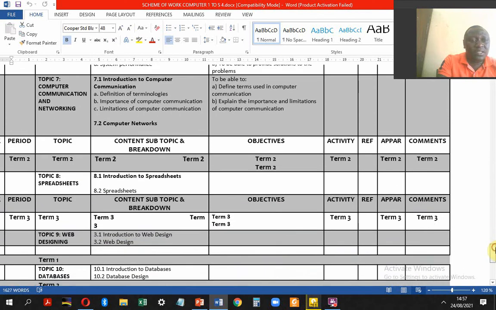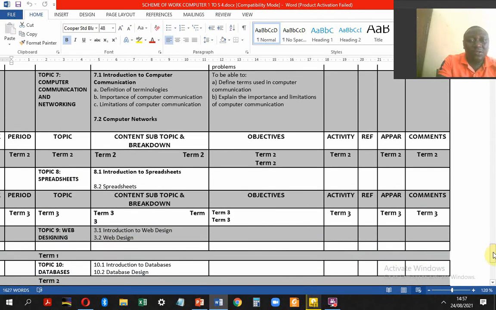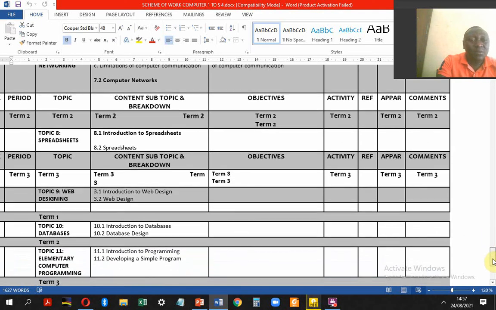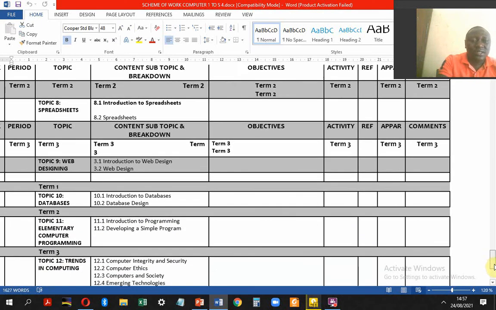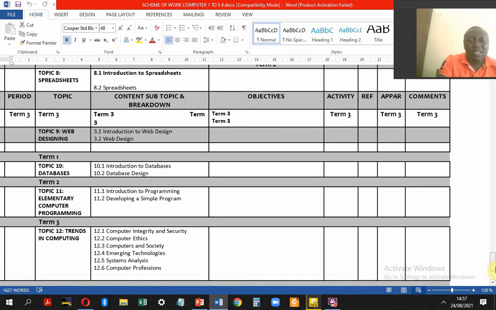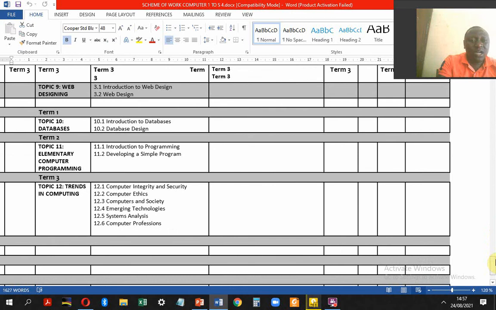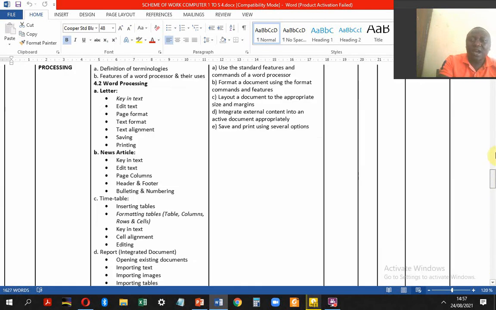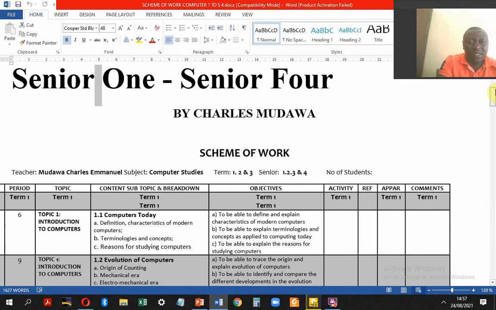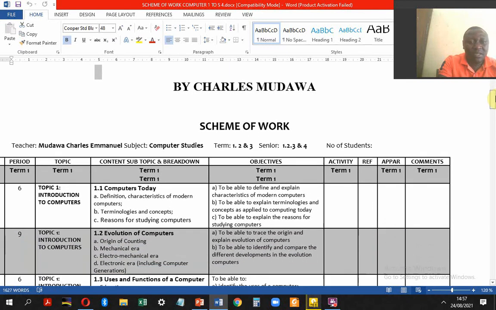The same in topic 7, we have computer communication and networking. We move on to topic 8, that is spreadsheets. And then topic 9, we will be dealing with web designing. Topic 10, we have database. There we are almost finishing. Then we handle elementary computer programming. And lastly, we will be covering trends in computing. Okay, so those are the topics from senior 1 to senior 4. So we want to break down these topics so that someone can be able to understand.